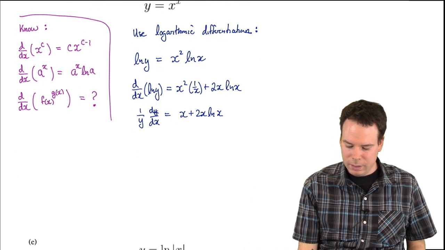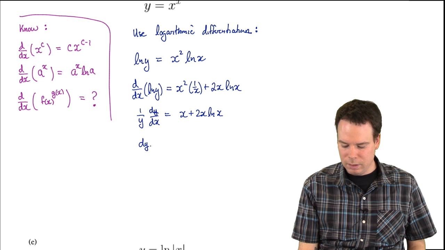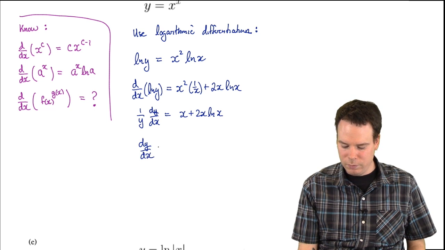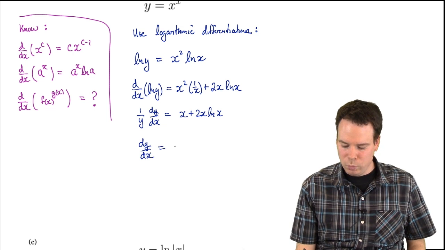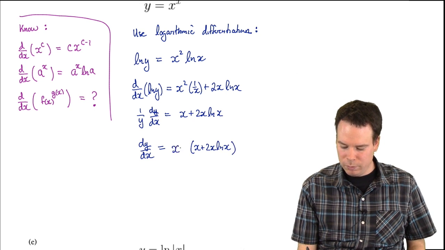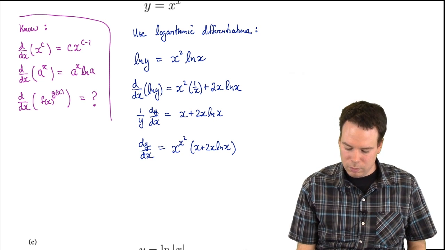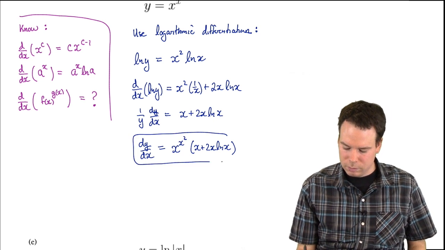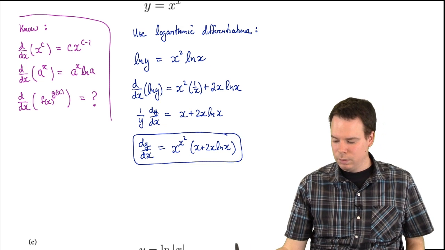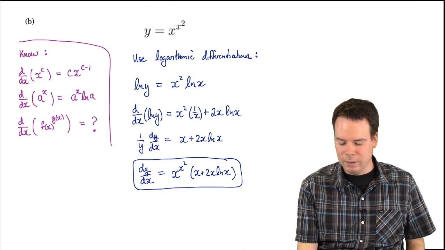Now we isolate dy by dx. That's the thing we're looking for. That's the derivative we want to find. It's equal to y, bringing that y over, y times x plus 2x ln of x. And what was y? Well, y was x to the x squared. And so there is our result. That's our result for the derivative of x to the x squared.